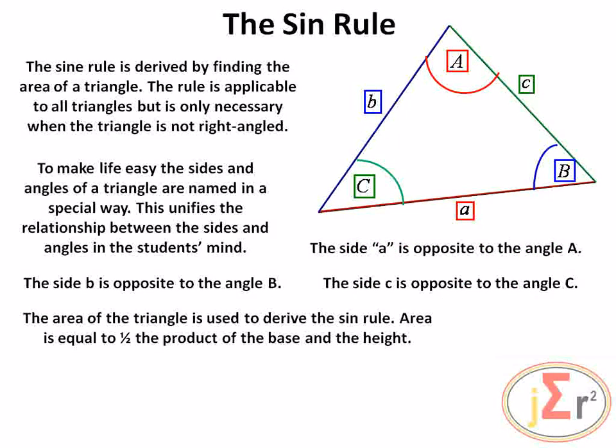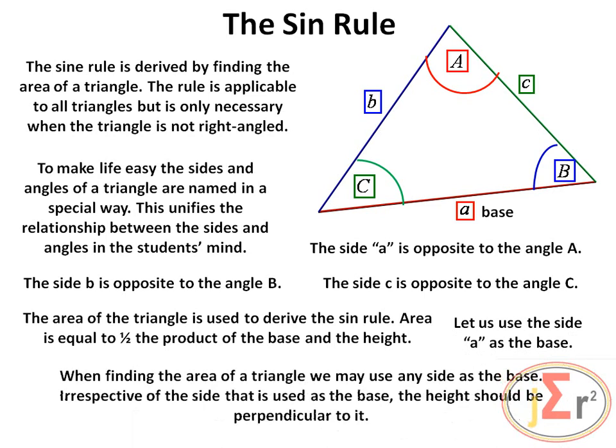The area of a triangle is used to derive the sine rule. Area is equal to a half the product of the base and the height. So it's half base times height. So let us use the side A as the base. So side A will be our base.